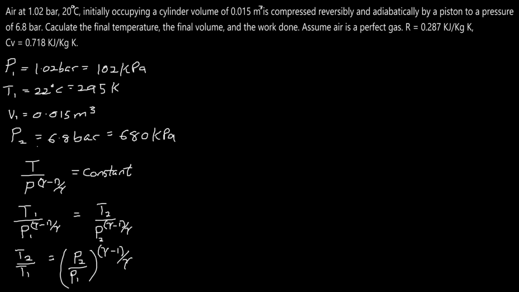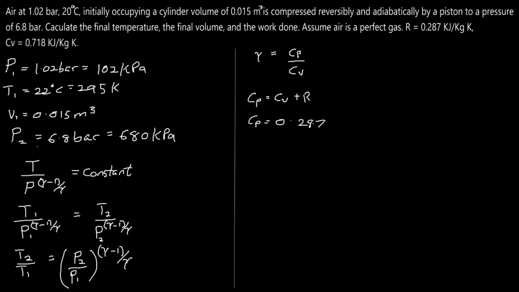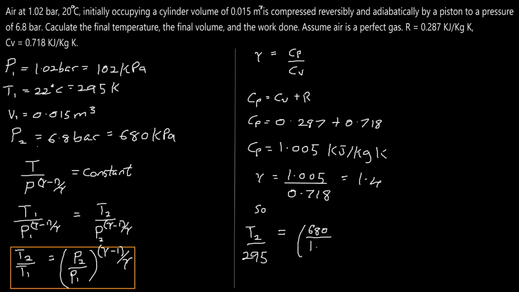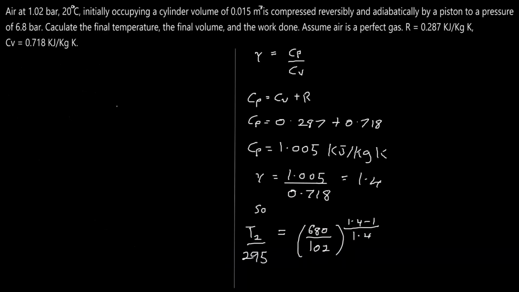Now, gamma is the specific heat ratio and is given as Cp divided by Cv. But we only know Cv and R, so we use Cp equals R plus Cv. And we obtain Cp as 1.005 kilojoules per kg Kelvin. And our specific heat ratio is 1.005 divided by 0.718, which is 1.4. So substituting all of that into our PT relationship, we obtain T2 as 507.3 Kelvin or 234.3 degrees Celsius.